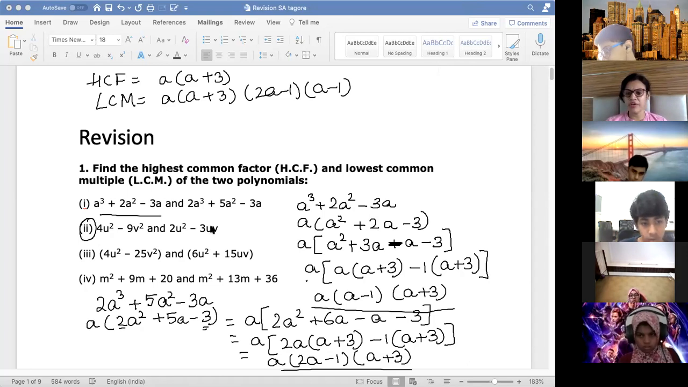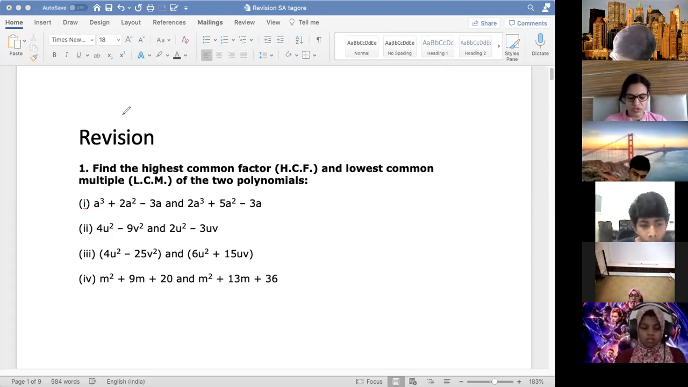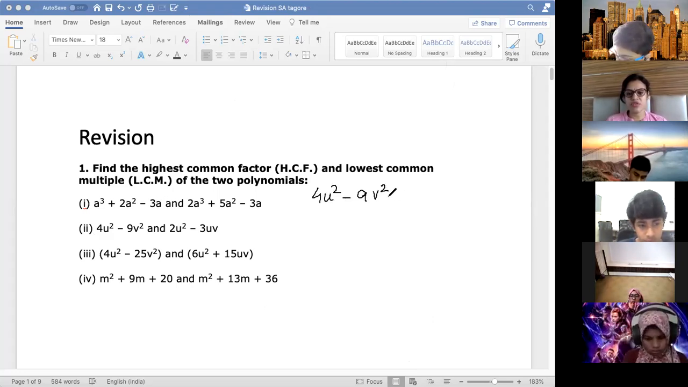Question number 2, I have given everyone to do. Question number 1 is done over here. Anyone has got the answer for question 2? Just give me the factorization of this one: 4u square minus 9v square. This is easy. Anyone has done? 4u plus 9v into 4u minus 9v.